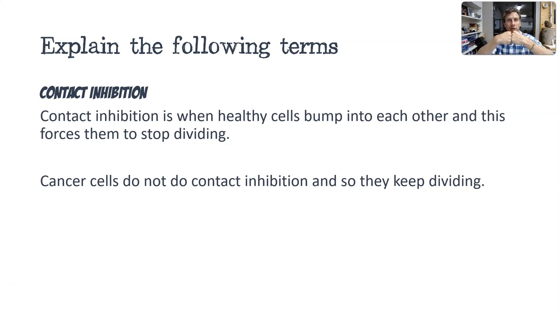But when they bump into each other, they signal each other to stop dividing, and you don't get a big lump of cells where you had that cut. Cancer cells, that has been turned off. So they bump into each other and they just keep dividing, making a tumor. So you should know that contact inhibition is something that healthy cells do, cancer cells do not.